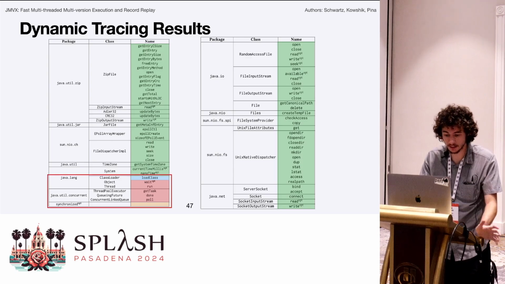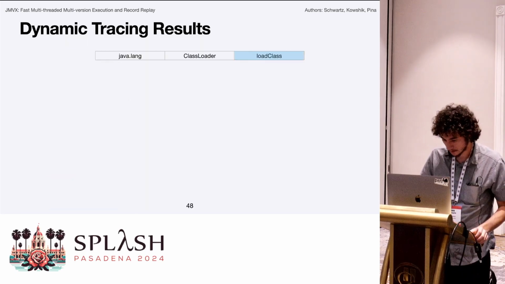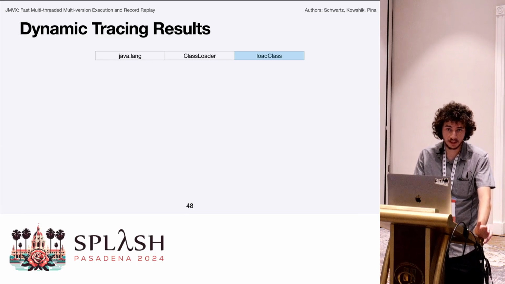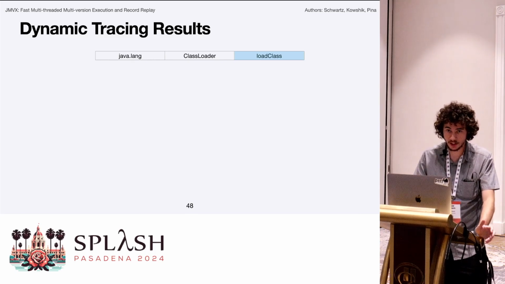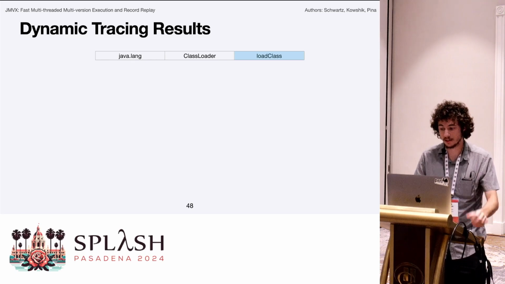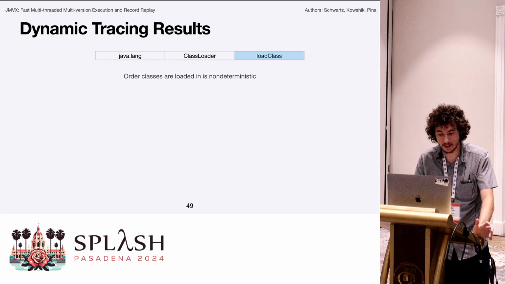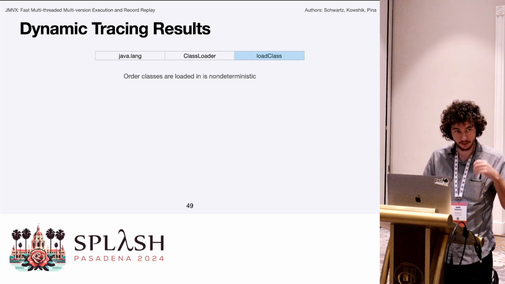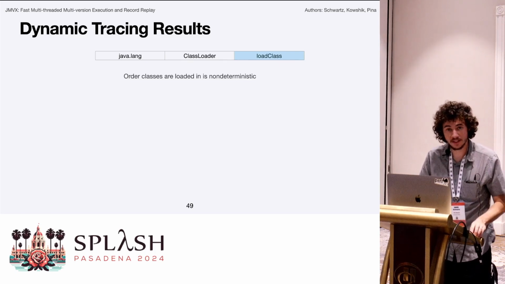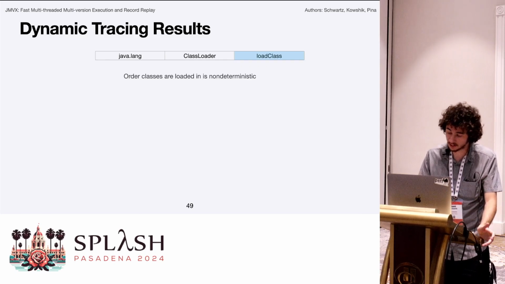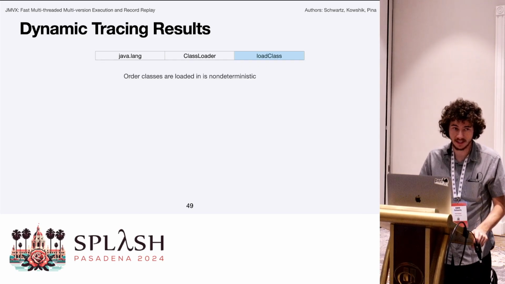Let's focus in a little bit on the outliers. So I mentioned before that class loading is non-deterministic within the JVM. Every time you run it, the order classes are loaded in is going to change. So we needed to provide special support for class loading. Unfortunately, I don't have the time to go into all the details right now because I only have 15 minutes, so there's a lot more details in the paper.